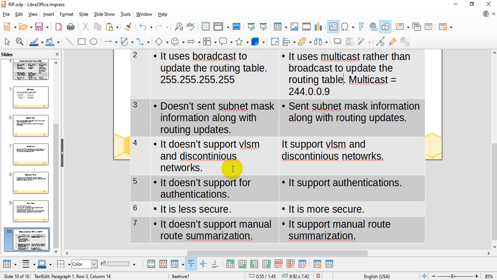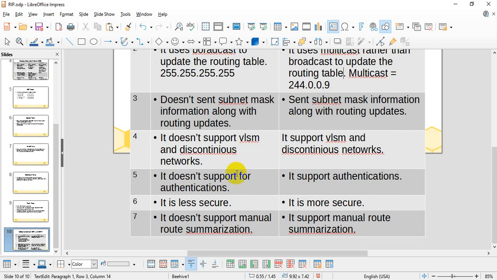RIP version 1 is less secure in comparison to RIP version 2, and RIP version 2 is more secure in comparison to RIP version 1. And RIP version 1 doesn't support manual route summarization, but in RIP version 2, it supports manual route summarizations.